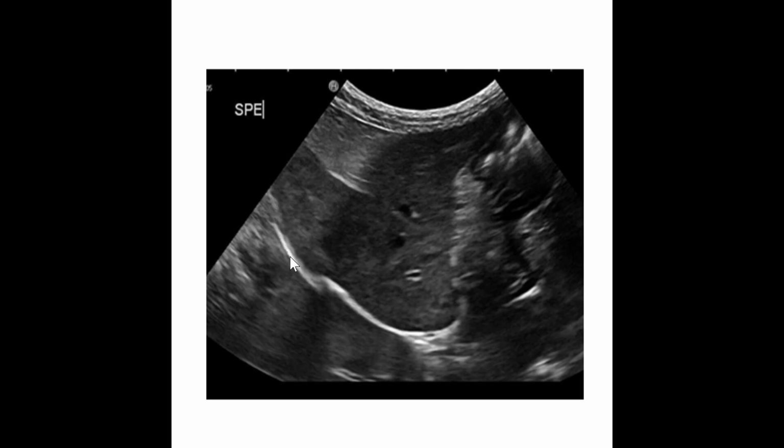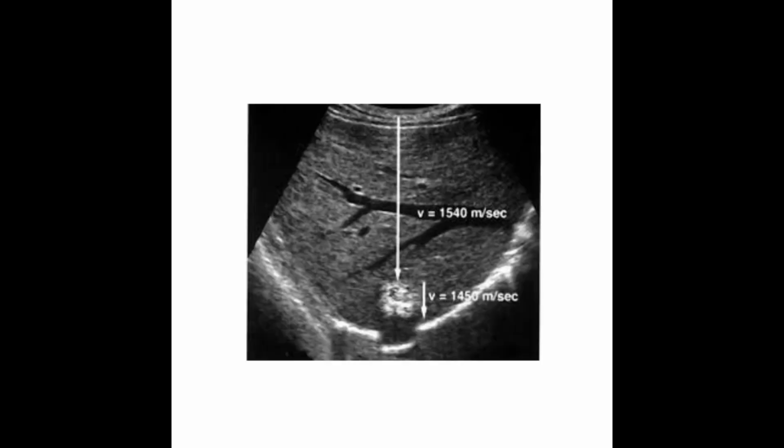But again, that speed error artifact is going to look like structures that should be continuous are kind of broken or just a step off from one another because of different speeds. Here's an example again in the liver. Now we've got a mass within the liver that has a different speed.